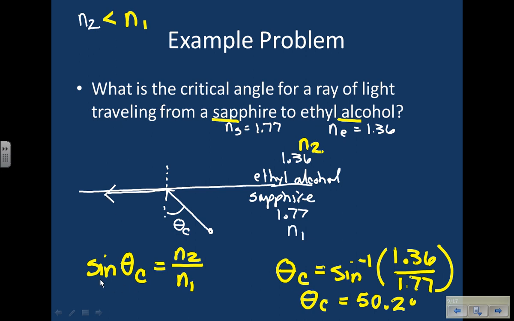My formula is sine of the critical angle is equal to n2, the substance where the light is going, over n1, the substance where the light originates. When we solve for theta c, remember to take your inverse sine, and our value is 1.36 divided by 1.77, and our angle is 50.2 degrees. Any angle beyond 50.2 degrees will have a reflected ray.